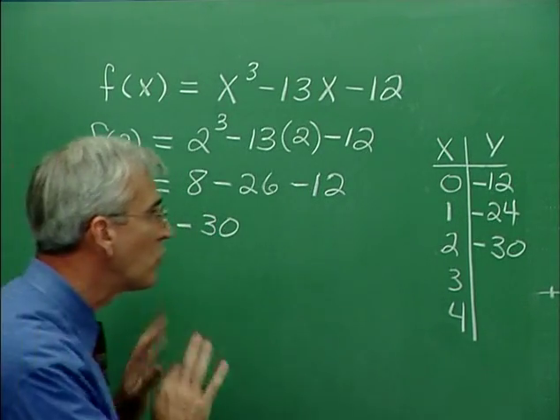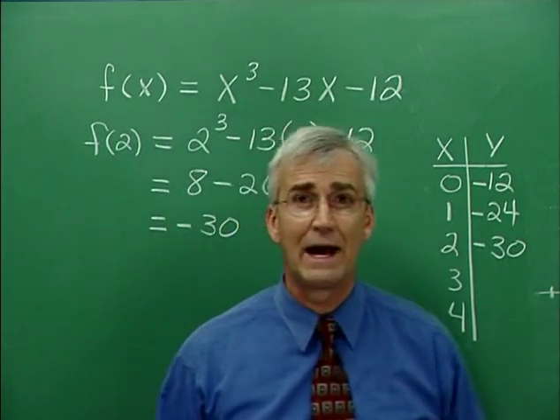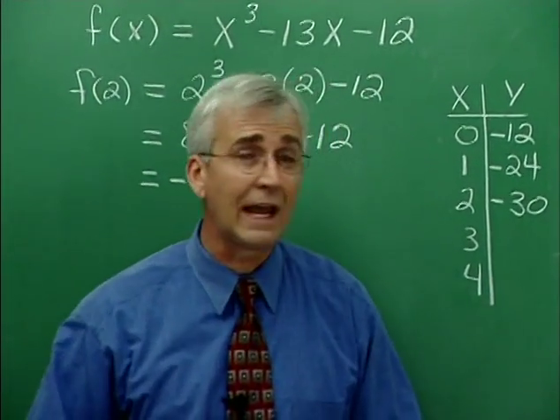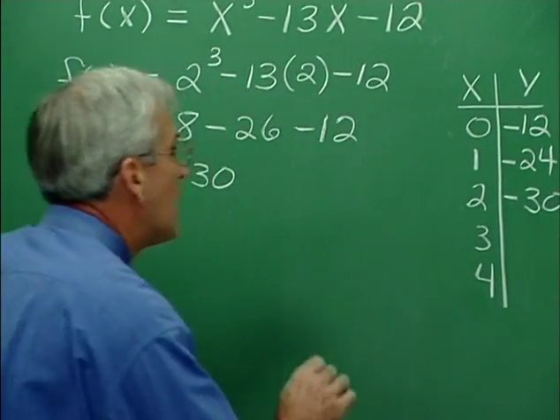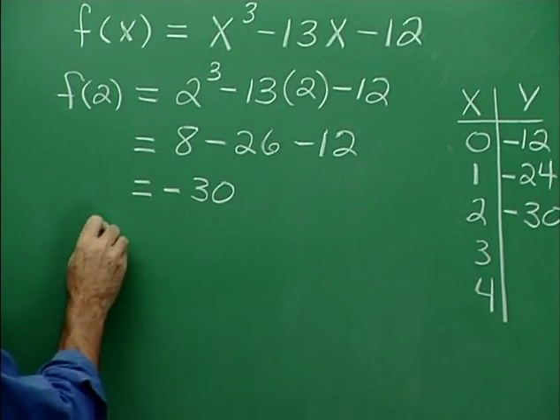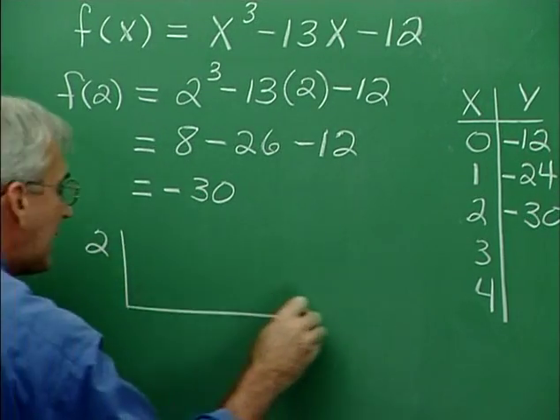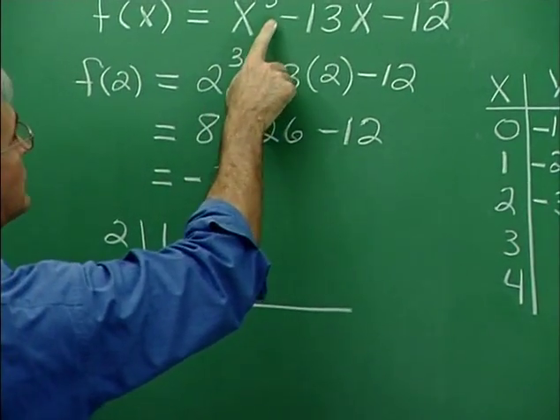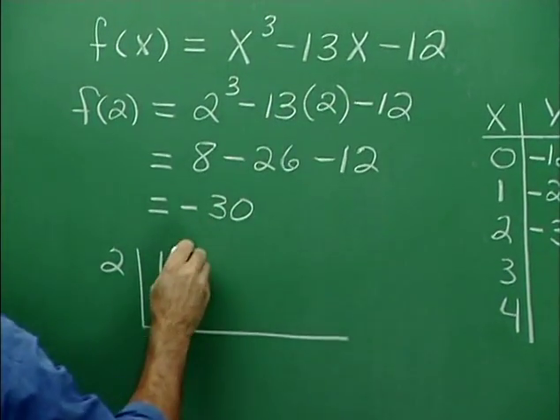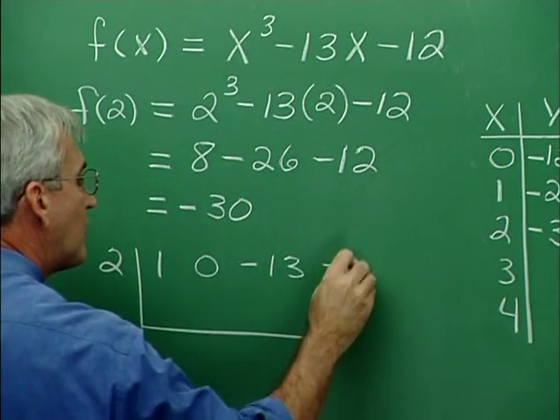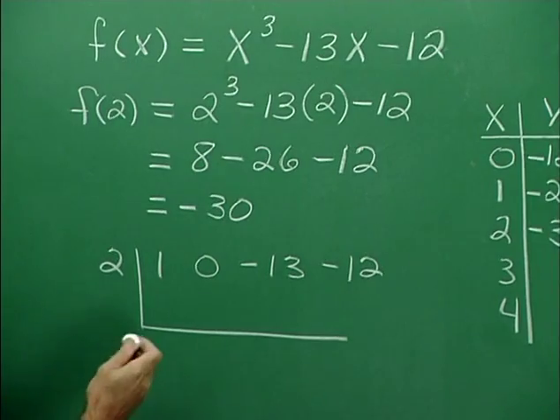Now, this is one of the great mysteries of mathematics that I'm about to reveal to you. So prepare to be awestruck and inspired. If we use synthetic division like this, watch this, it's 2 synthetically into our original polynomial, the 1, now let's see, we have no second degree term, so I'm going to use a 0 and then negative 13, negative 12. And now here we go synthetically.